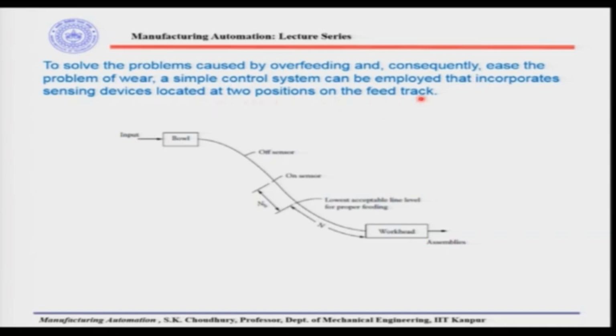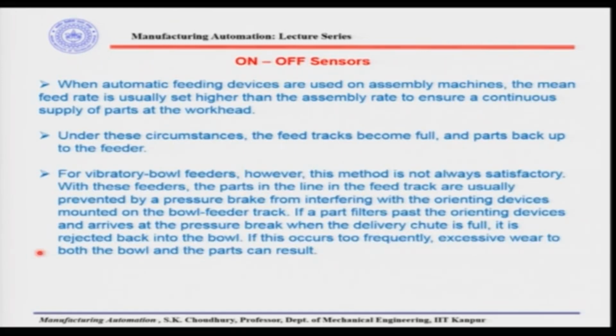So, what we said earlier is this: when automatic feeding devices are used on assembly machines, the mean feed rate is usually set higher than the assembly rate, as I said. This is to ensure a continuous supply of parts at the workhead. Under these circumstances, the feed tracks become full and parts back up to the feeder.